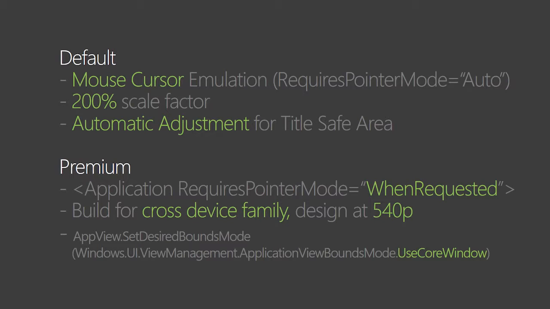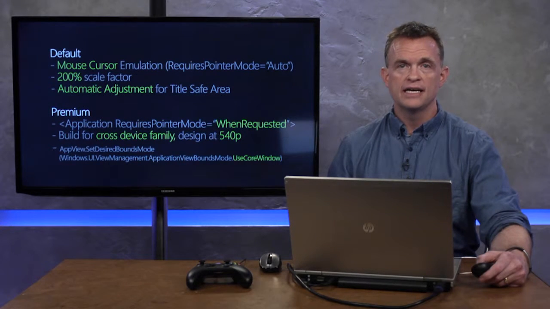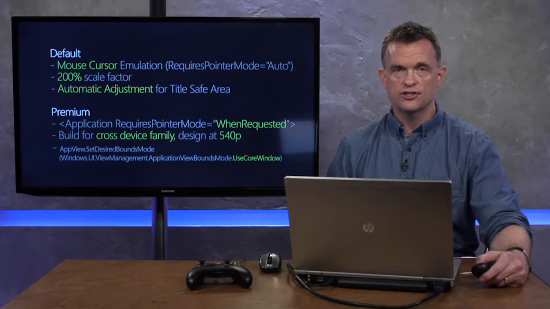From a design standpoint, you have two options here for the premium experience. One is to design at 540p, and then with the 200% scale factor, the UX will be 1080p. However, if your app is already at the 1080p design size and you don't want to redesign it, you can turn off the scale factor with the API to do so, as I showed in my demo.